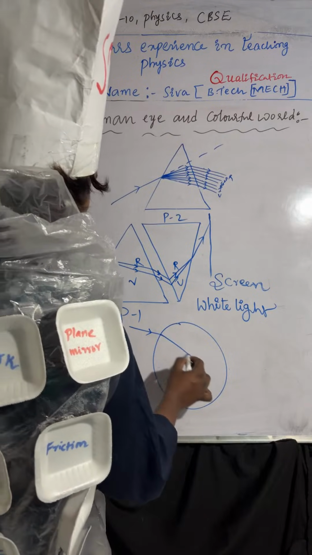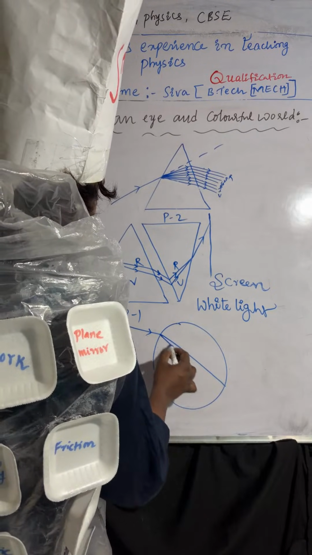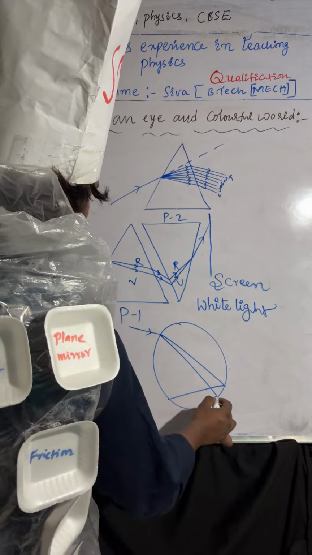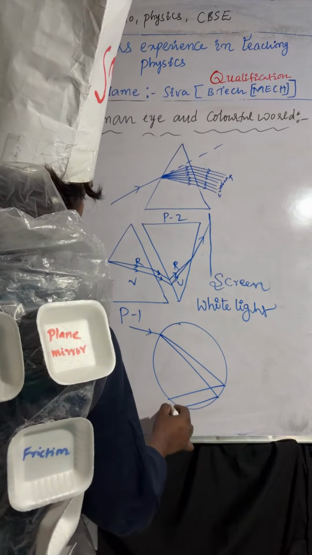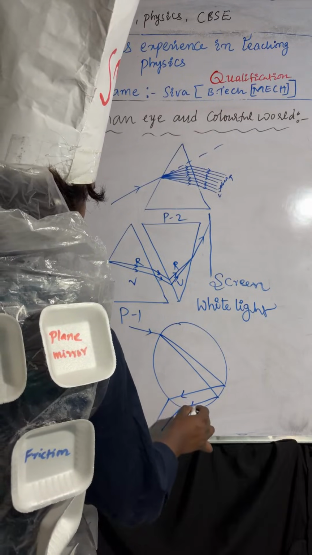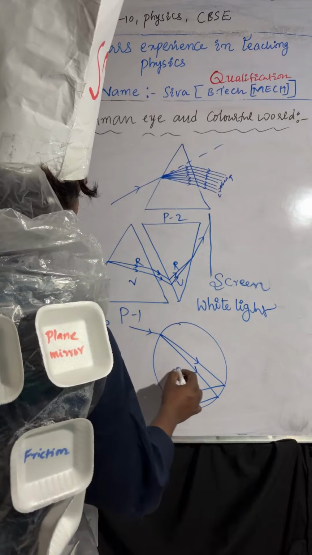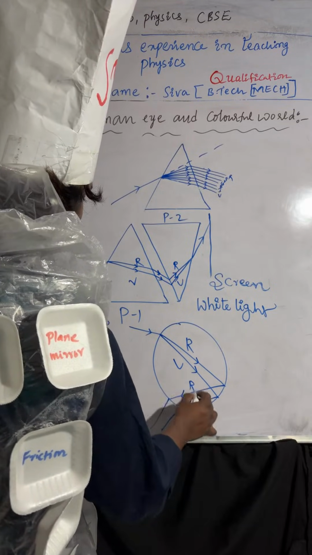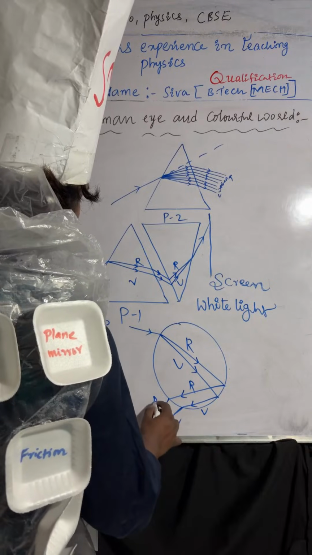Those light rays split into 7 colors, and those 7 colors will come out. Violet and red.